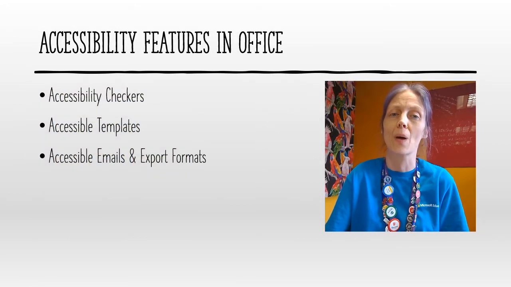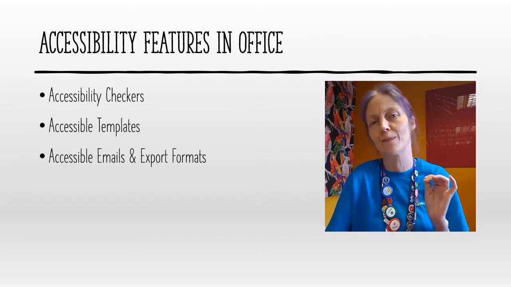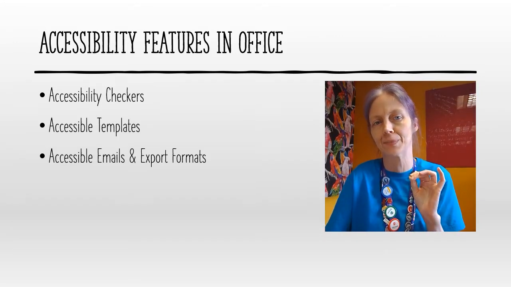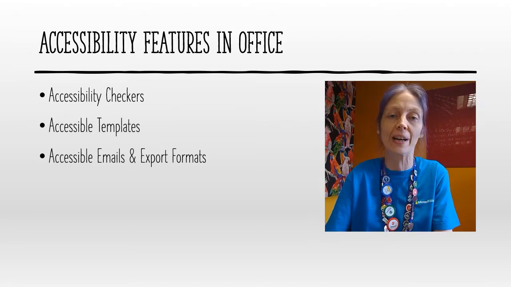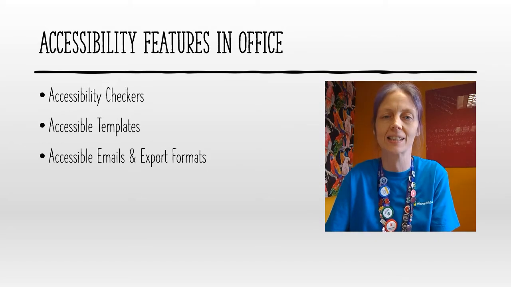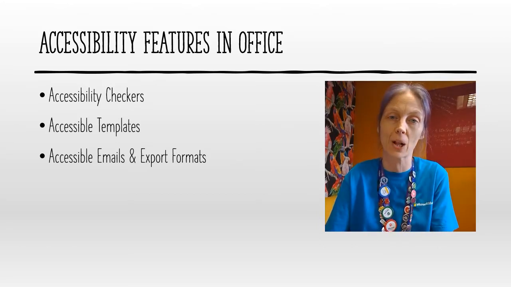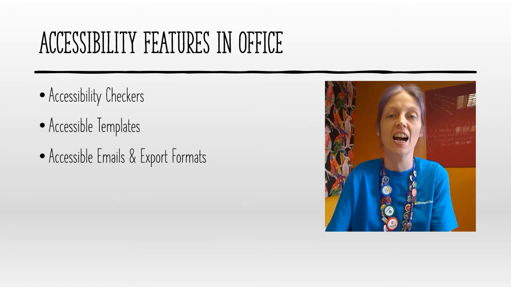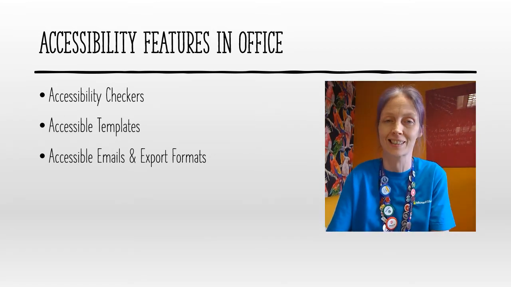Not only that, but Office 365 and the Office applications have accessibility features built right into them. So we can use the accessibility checkers in Office on PC, Mac and web apps to easily find accessibility issues and fix them with detailed guidance on how to do so. You're also able to use accessible templates within the Office applications, and these can be accessed when you're starting a new document by typing the word accessible.